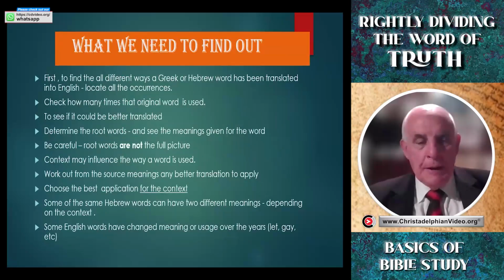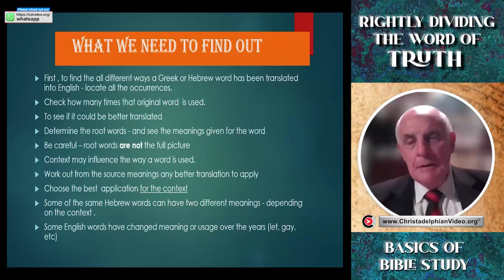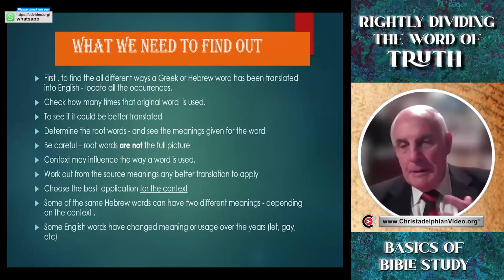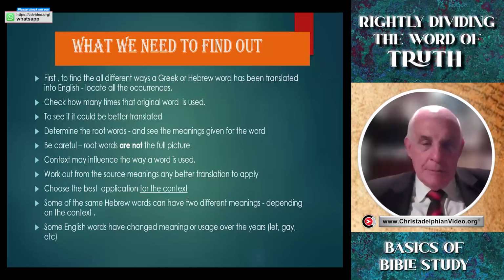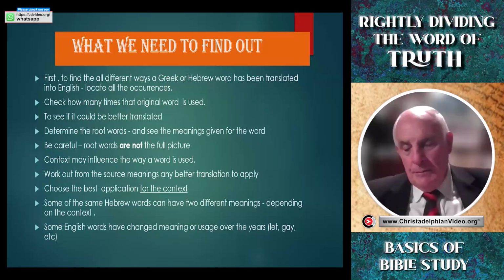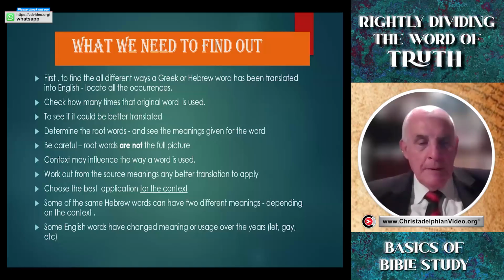So what we need to find out is the different ways a Greek or Hebrew word has been translated. In many, many cases in the Bible, a word is inconsistently translated. So we want to know all the occurrences where it occurs. How many times is it used? To see if it could have been better translated. Does the word we have in our Bible actually reflect the original meaning?